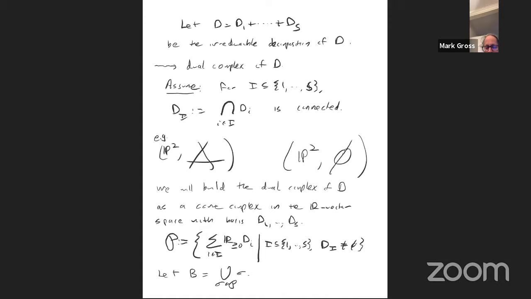Let me do an example. I think that will clarify things. So here is an example I want to keep running throughout the talk. So I'm going to start by taking P1 cross P1. And I will take its toric boundary. In other words, I will take as the boundary D bar 0 cross P1 union infinity cross P1 union P1 cross 0 union P1 cross infinity.